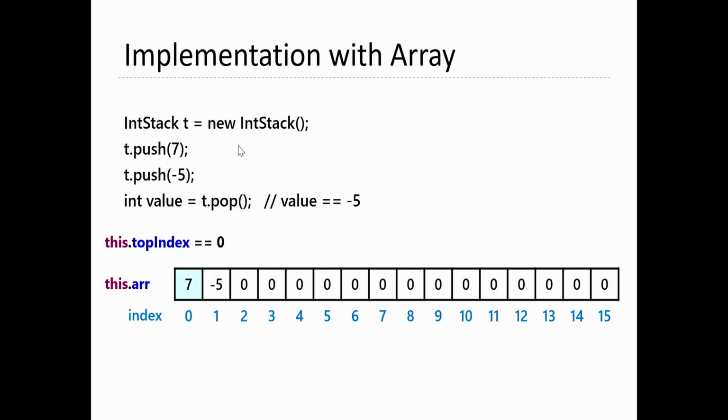right? So we've got a 7 and a -5, right? When I pop the stack, I'm going to remember what that value is, right? So value equals -5, right? Decrease the top index by 1, so top index goes down to 0, right? And then return the value. So I'm going to return the -5.